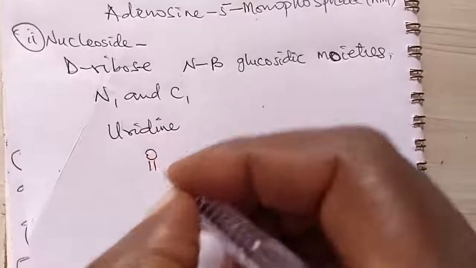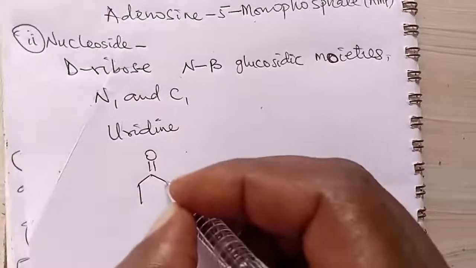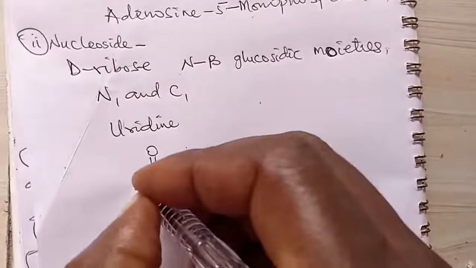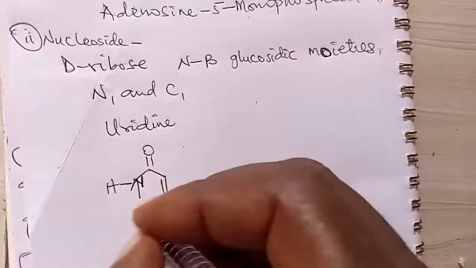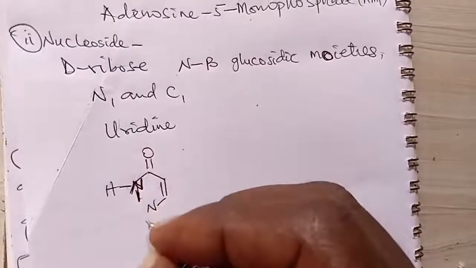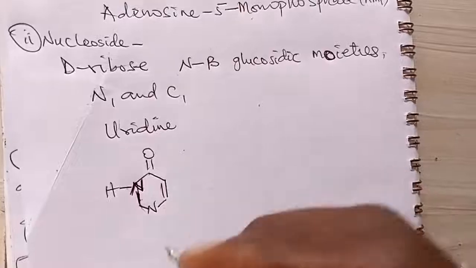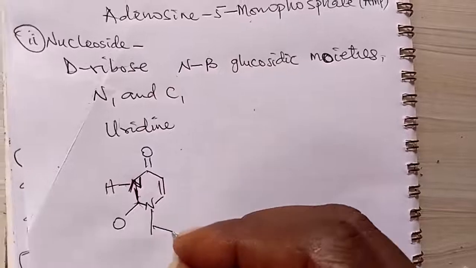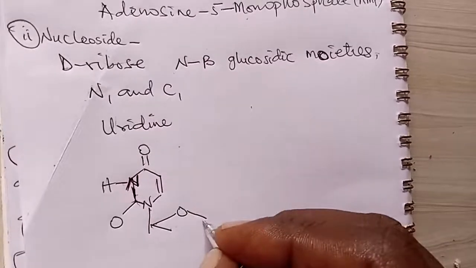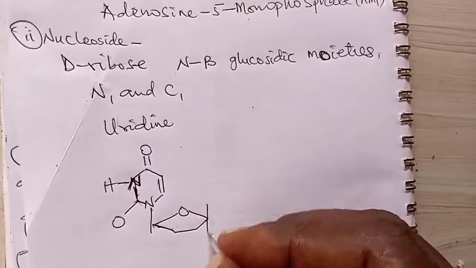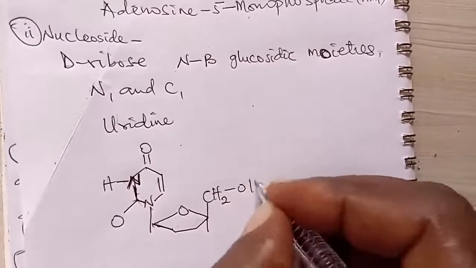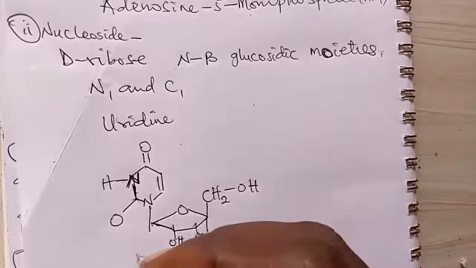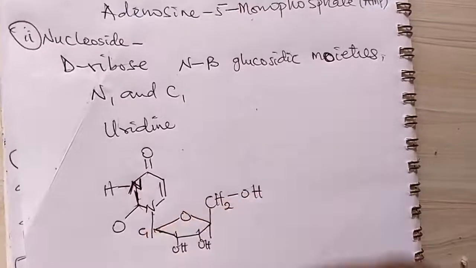We have O double bond, and here is double bond, N is here, N is here, the N here has this, and then we have O. Okay, so here we have, so here is the C1.